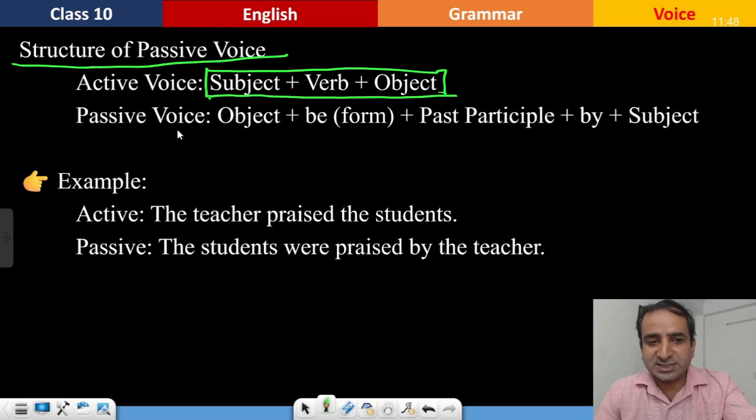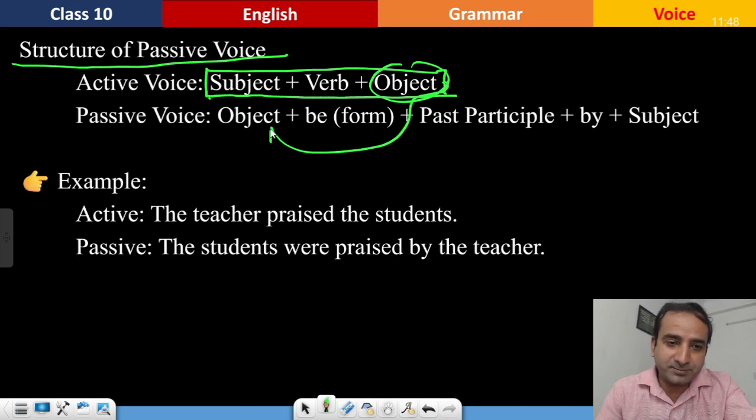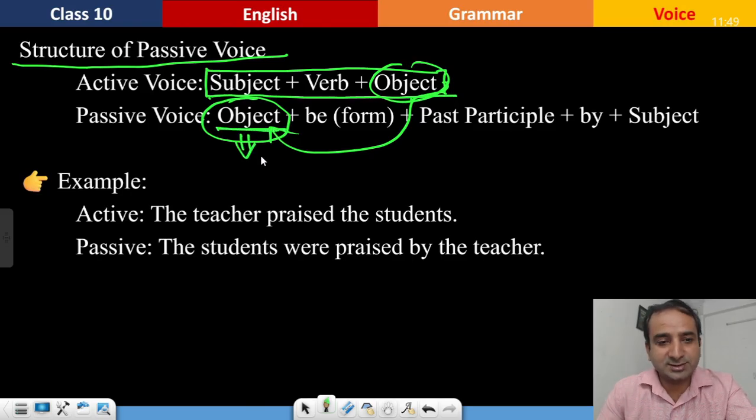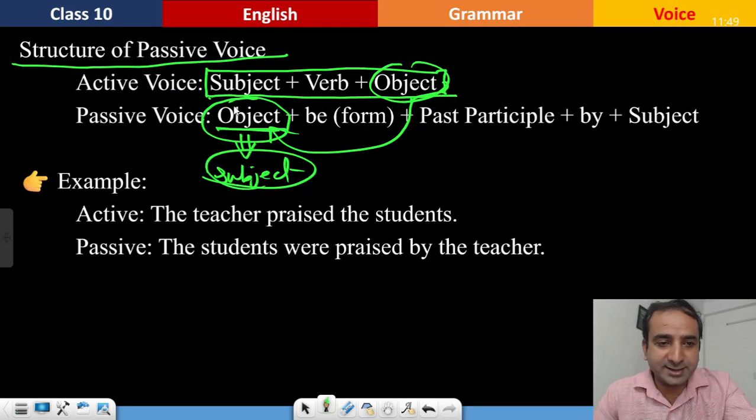Now what about passive voice? In passive voice we put the object in place of the subject. Here we can write subject only. It will not be called object, it will be called subject. So whatever you write here in the beginning of the sentence, according to tense, that is your subject, not object.